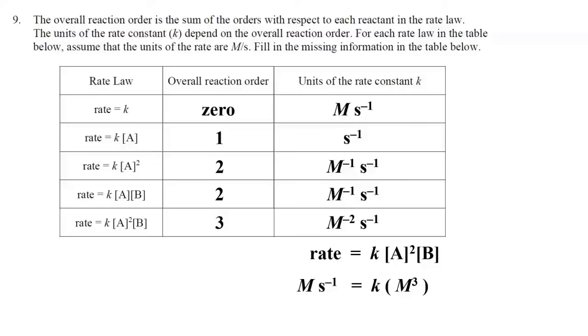So as you can see in the answer to question 9, the units of the rate constant depend on the overall reaction order. And again, they can be whatever they need to be so that the units match on both sides of the equation. Hope that makes sense. All right, let's move on to question 10.